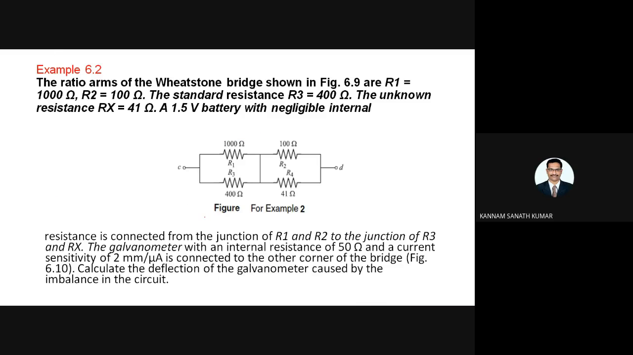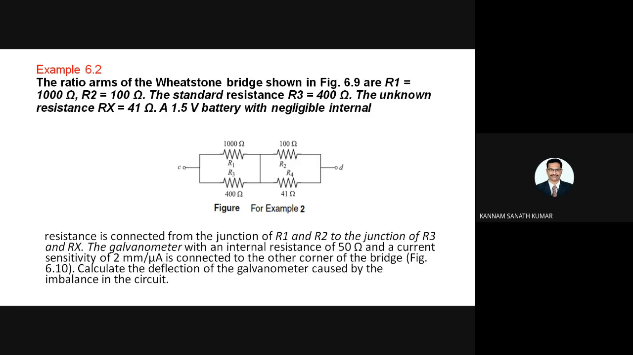And next, the ratio arms of the Wheatstone bridge are as shown here: R1 equal to 1000 ohms, R2 equal to 100 ohms, R3 equal to 400 ohms, and the unknown resistance Rx equal to 41 ohms. A 1.5 volt battery with negligible internal resistance is connected between the junctions of R1 and R2 and of R3 and R4. The galvanometer internal resistance is 50 ohms and current sensitivity is 2 millimeter per microamps, connected to the other corners of the bridge.